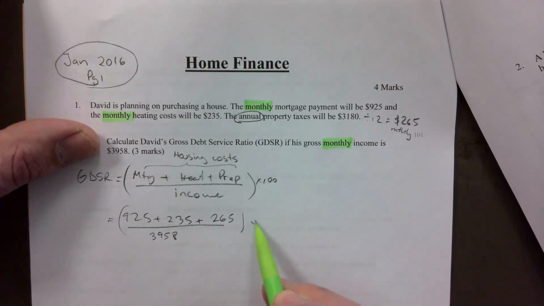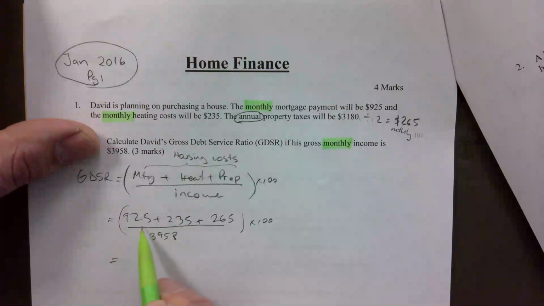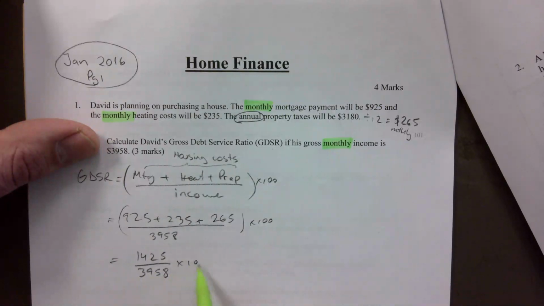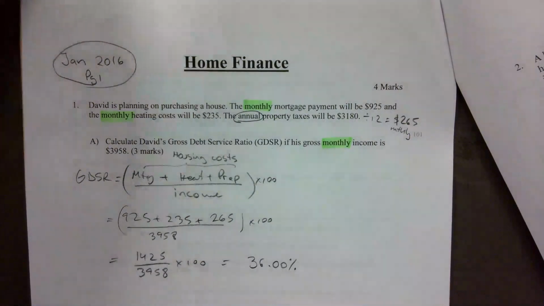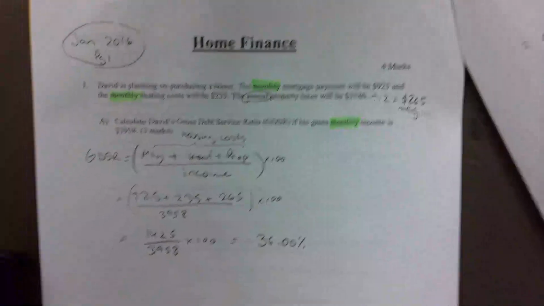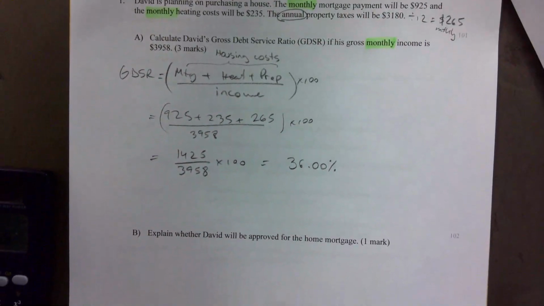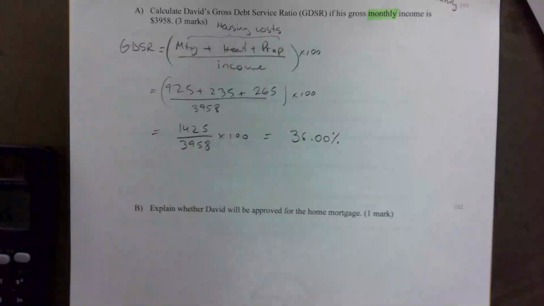Take your time on these, okay? They leave you lots of space for a reason. Add up the top, you get 1425 divided by 39.58 times 100. Now you go ahead and divide, multiply by 100, you get 36% even. You don't need the 2 zeros there. 36 is fine. So 36% is the GDSR.